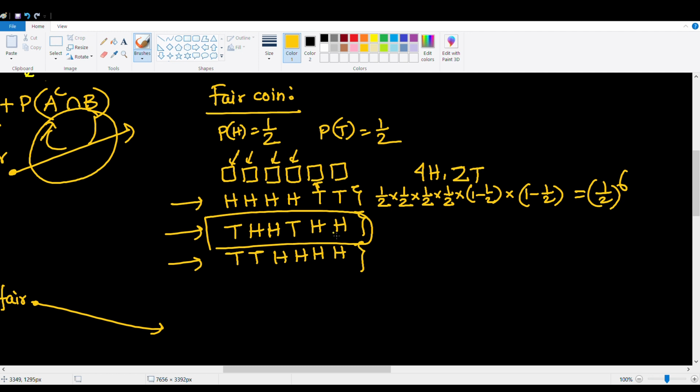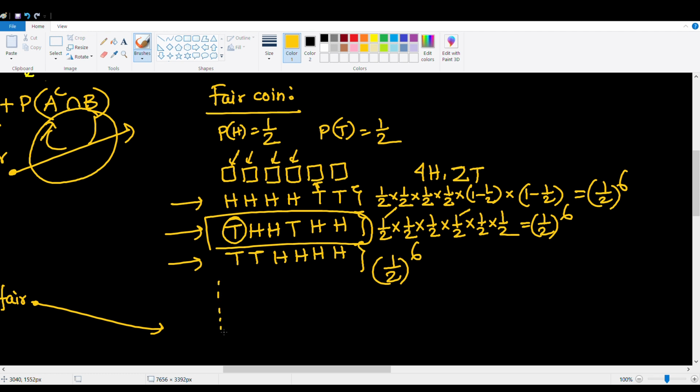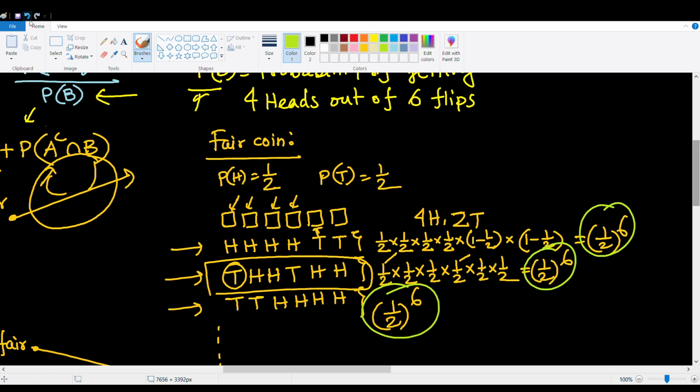How? Let's start. If we say that the probability of the first flip to show a tail is half, then second is half, third half, fourth half, right? The first and the fourth for tail, and the remaining are for heads. So it's also half to the power 6. So we will get half to the power 6 for all such possible configurations. Now, if we add all of these probabilities, we will get our final result.